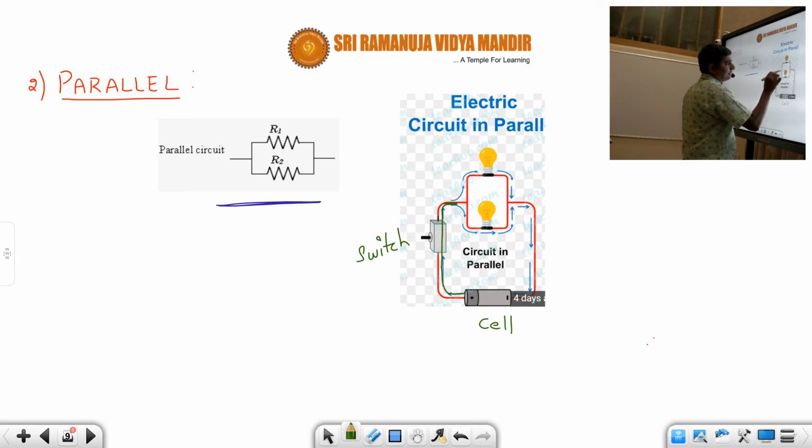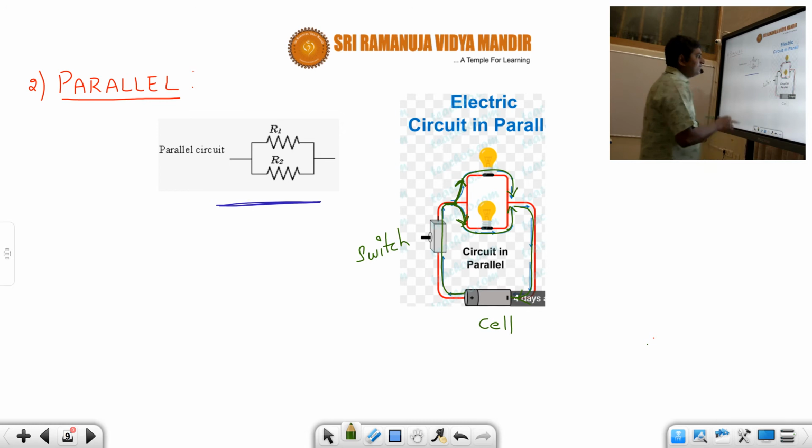When the current comes here, what is happening, students? It is getting divided. This current will flow in this bulb, this current will flow in this bulb, and again that same current will come here, and then it will get added, and then it will come back to the negative terminal of the battery. So here the current gets divided. Okay, students, I hope you understood. Here the current gets divided.